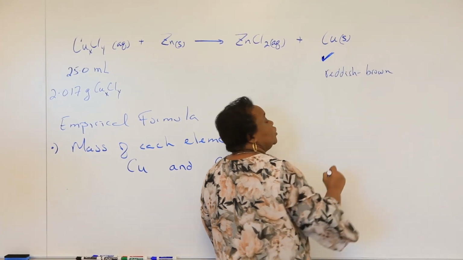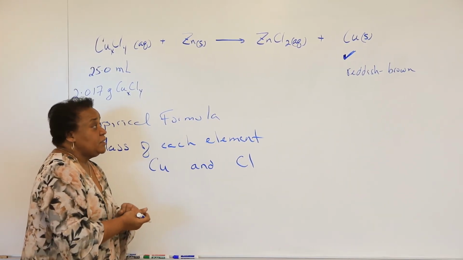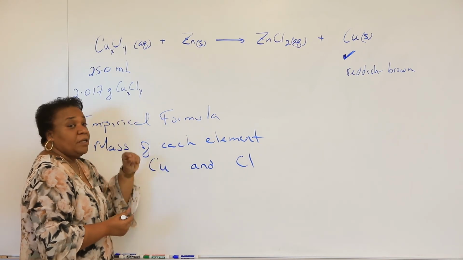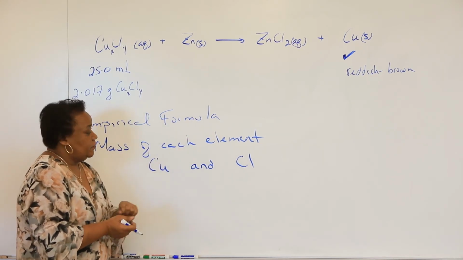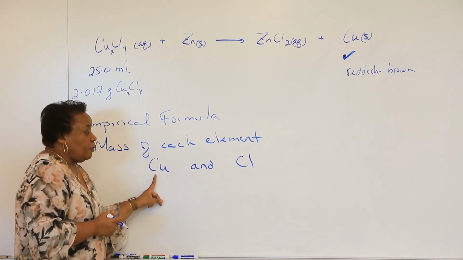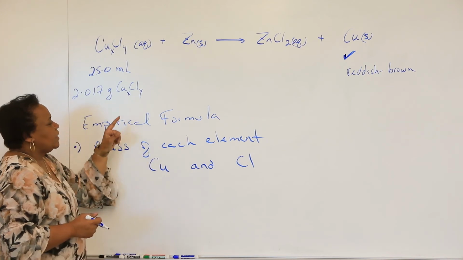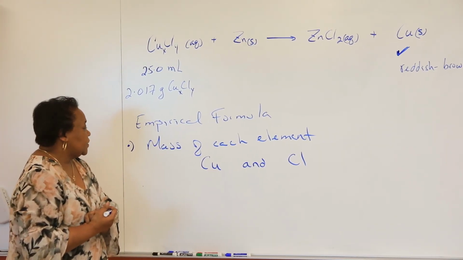The mass, of course, of copper. So despite differences, are we all in agreement? You should be able to determine the mass of Cl. So from the experiment, you'll obtain the mass of copper. The mass of Cl can be determined just by differences.